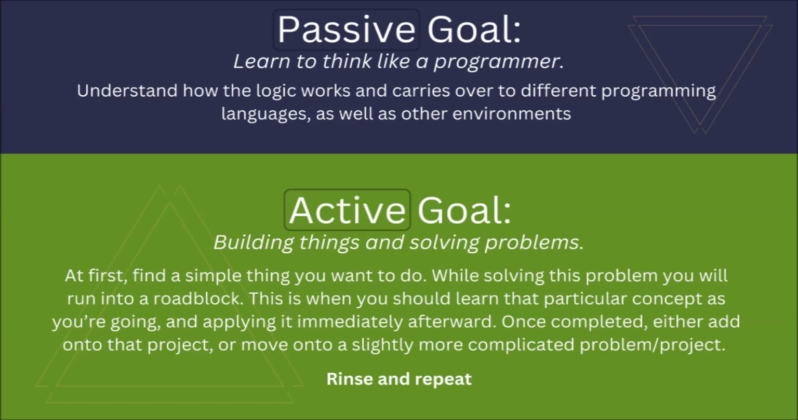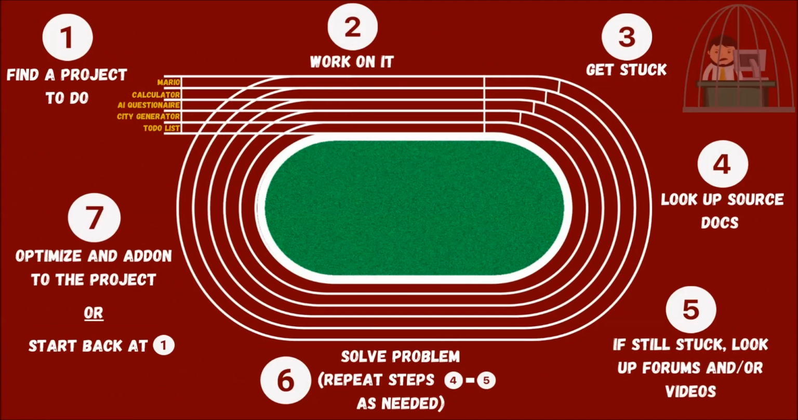So let's focus on the active goal, which is much more productive in my opinion, which is to solve a problem. Now, a problem could be anything from an app to a game, a simple calculation, really anything. But after you do this, this is where the loop happens. After you created your app, your game, your calculation, you're going to want to either optimize it, add on to it, add tweaks, or create a more complicated project.